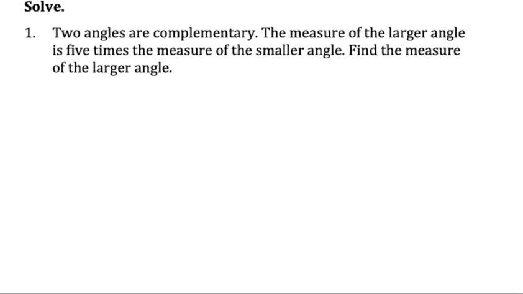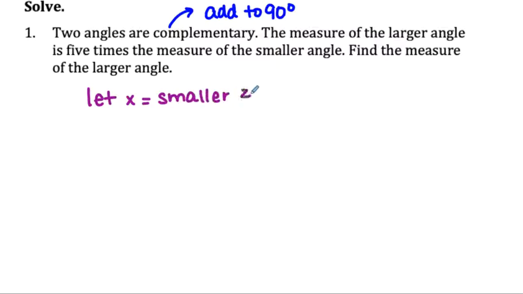The last thing I want to circle back to is the idea of complementary and supplementary angles. Two angles are complementary. It means that they add to 90 degrees. All right, so this question says the measure of the larger angle is 5 times the measure of the smaller angle. Find the measure of the larger angle. We always want to start these by writing a let statement. So we are going to let x equal, I always go for the smaller angle because it makes it easier. So I'm going to let x equal the smaller angle. And that way, 5x is going to equal the larger angle.